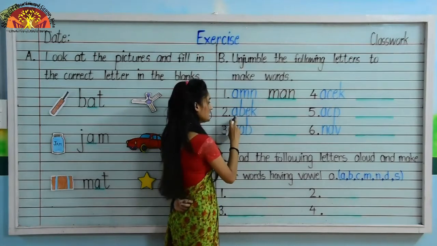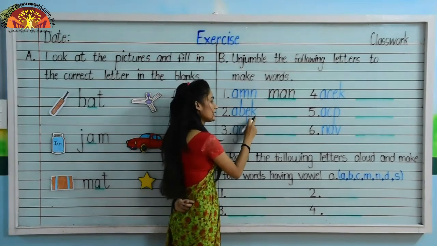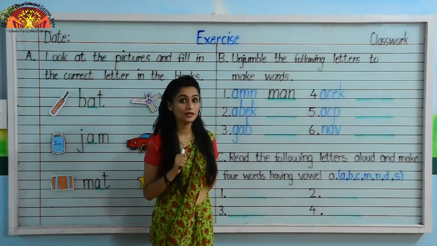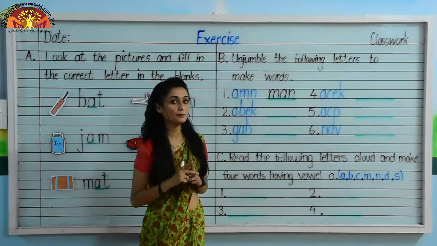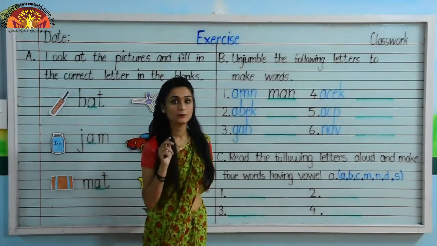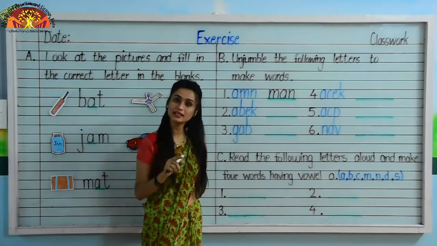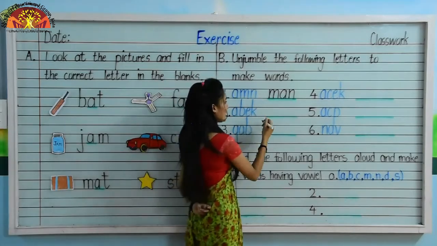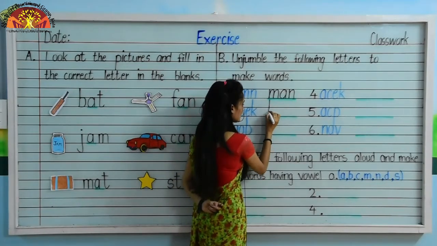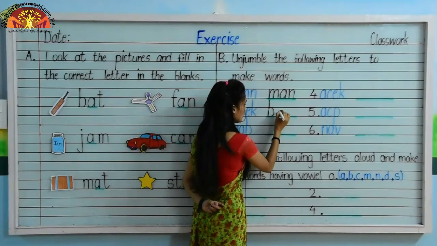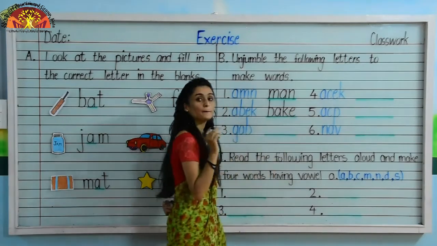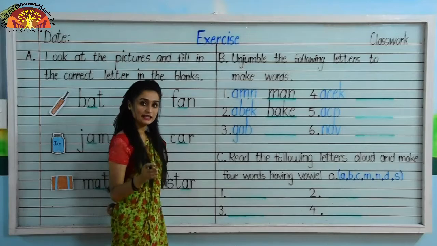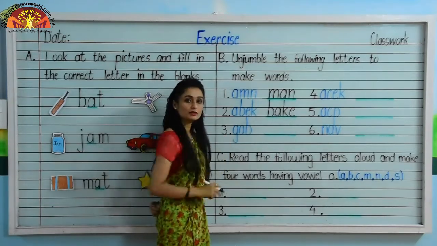Next, we have the letters A, B, E, K. Now think and tell me which word we can make with the help of these letters. Yes, we can make the word bake. B-A-K-E. Right? So we will write over here bake. B-A-K-E, bake. Come to the third one, kids.